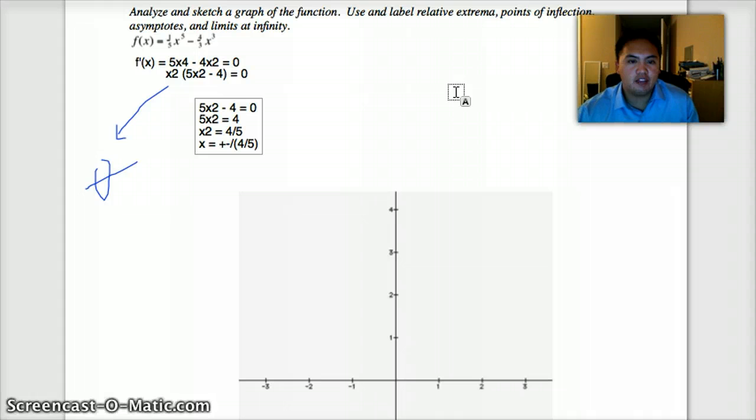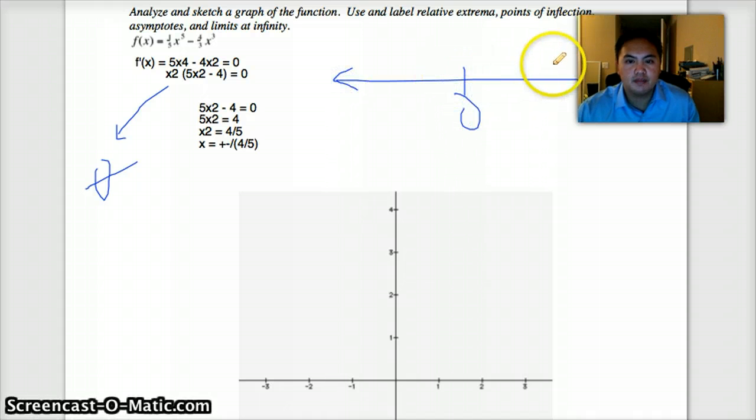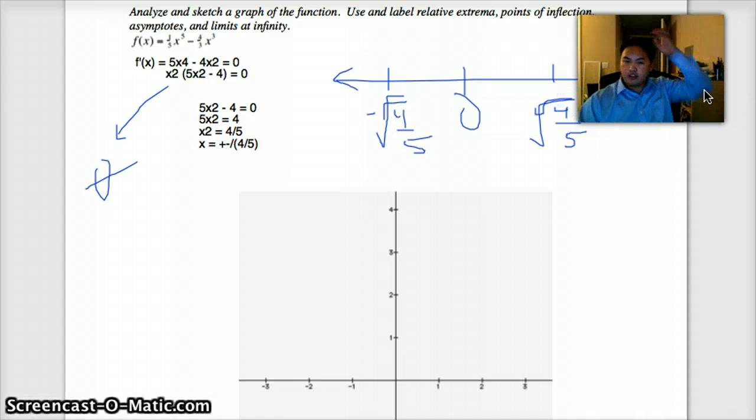So I technically have 3 possible relative extrema, right? So remember doing this, I'm going to take my number line. I'll put 0, positive square root of 4 fifths, and over here the negative square root of 4 fifths. And actually this should be a square root over the whole thing. You can use your calculator if you don't know what this is. Square root of 4 over 5, so 4 fifths is like 0.8.